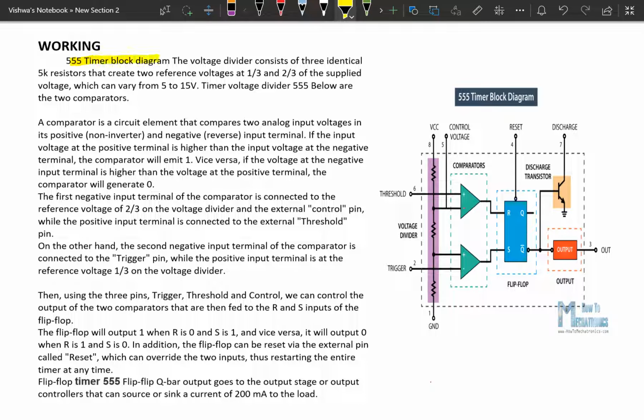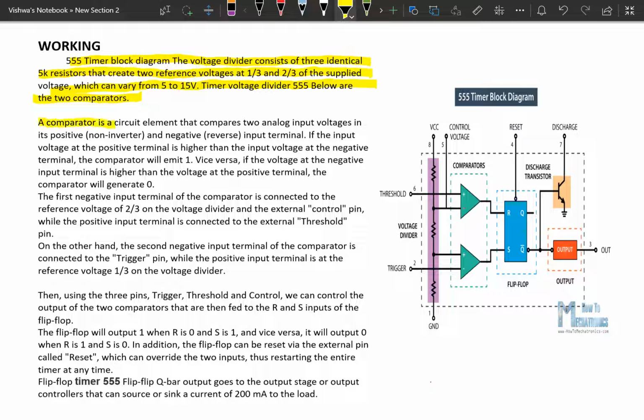555 timer block diagram. The voltage divider consists of 3 identical 5K resistors that create 2 reference voltages at 1/3 and 2/3 of the supplied voltage, which can vary from 5 to 15 volts. The voltage divider is connected to 2 comparators. Okay, that means the voltage divider is connected to 2 comparators.